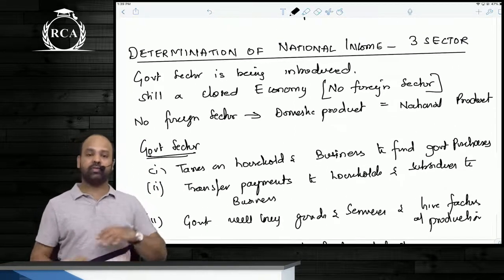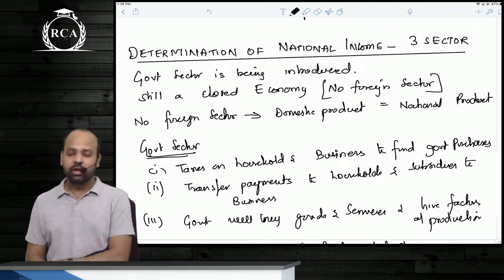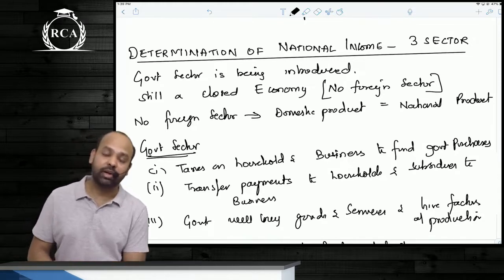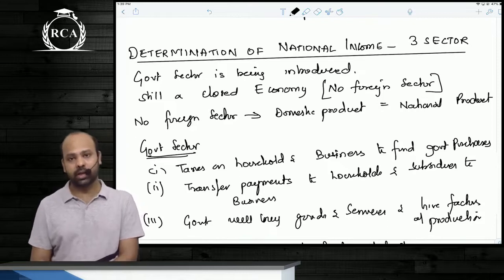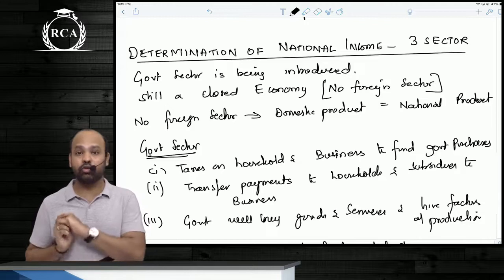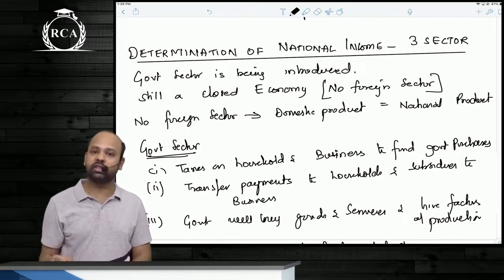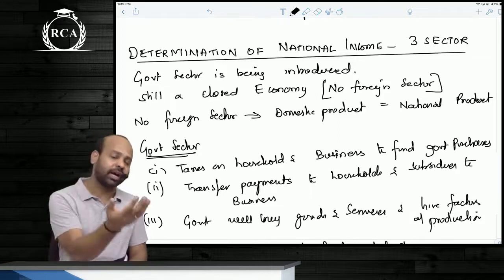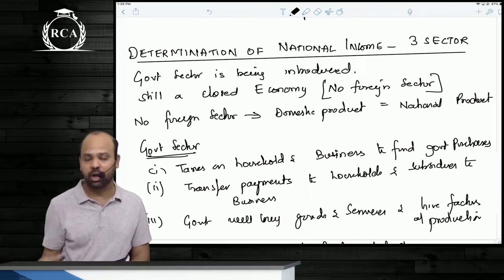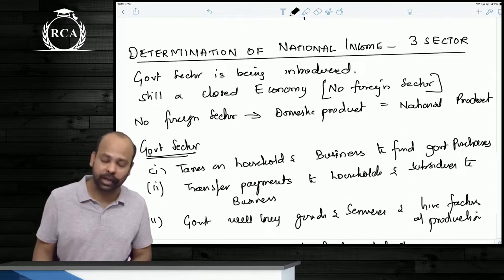Now, determination of national income under the three sector model, this is where we introduce the government sector. Government will collect taxes from households, and will collect taxes from the corporates. Government will provide subsidies to the business sector. It will also give a certain amount of transfer payments to households. Government will buy goods and services from the business sector. It will hire factors of production from the household sector. Government will borrow money if there's a deficit in its spending.